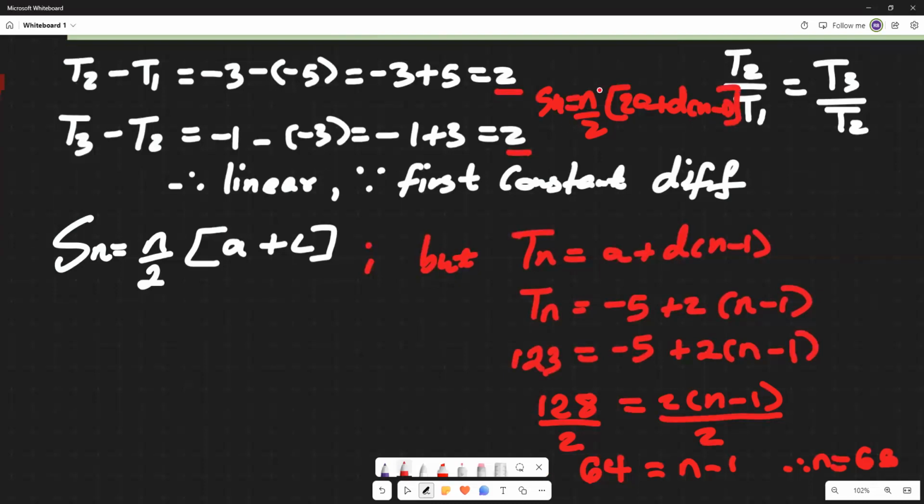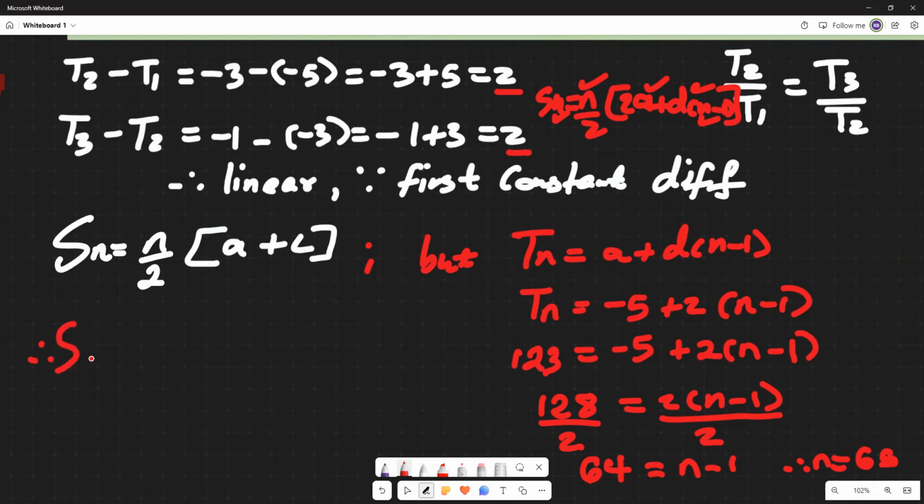And then you close the bracket. You have your n, which is 65. So you put it there. You have your a, which is minus 5. Then you have your difference, which is 2. And then you have your n, which is 65. Right. But I'm just going to use this one.